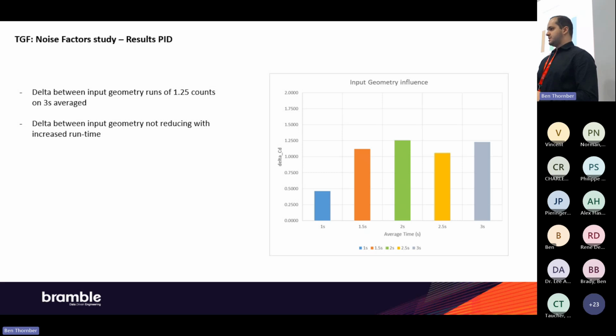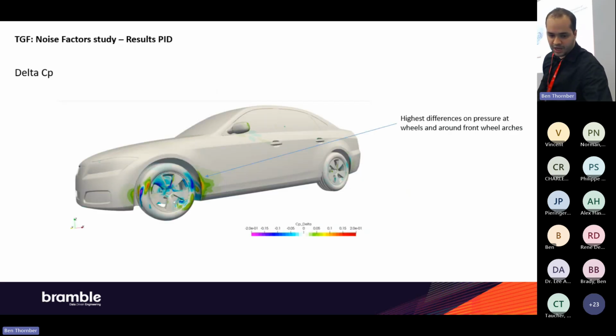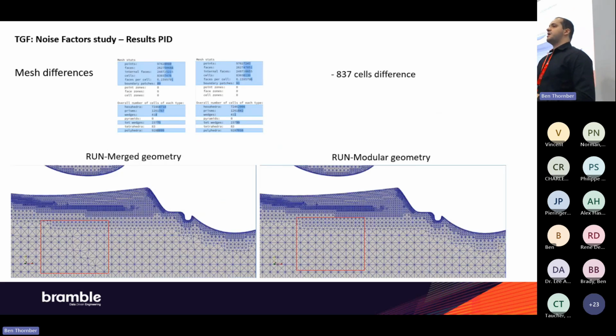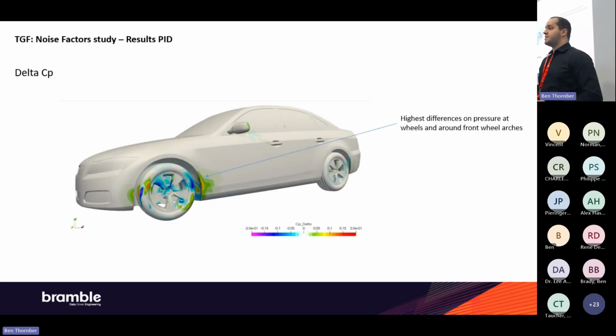In terms of the difference, the main aspect was that running on in this study didn't change the delta difference. This was kept, which could be explained by, actually, I'll go back to that in a moment, the small mesh differences that could have carried on in the solution, even though it's less than 1,000 cells out of 97 million, which is not much, but there was an impact.